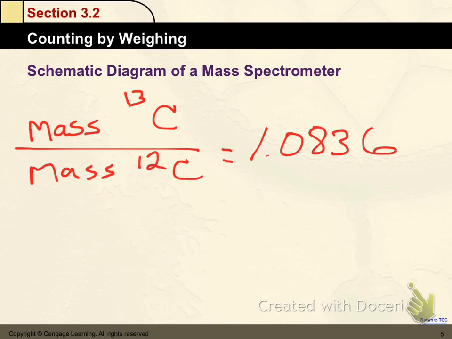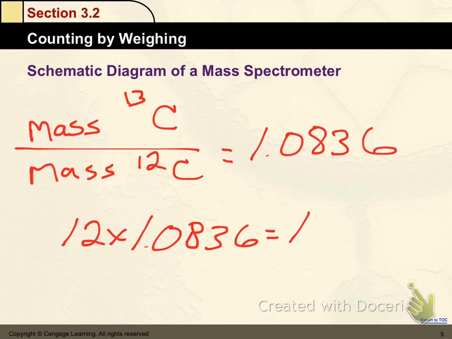Okay. Well, by definition, and your book states this, carbon-12 has an atomic mass of 12, exactly. So if you were to ask, well, what's the mass of carbon-13? Well, that's just 12 times 1.0836. And you'd find out that the atomic mass of carbon-13 is 13.003, with a lot of other decimals down there. And that unit is the atomic mass unit, the AMU.